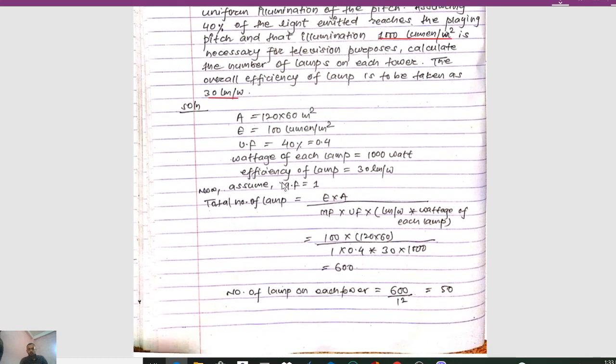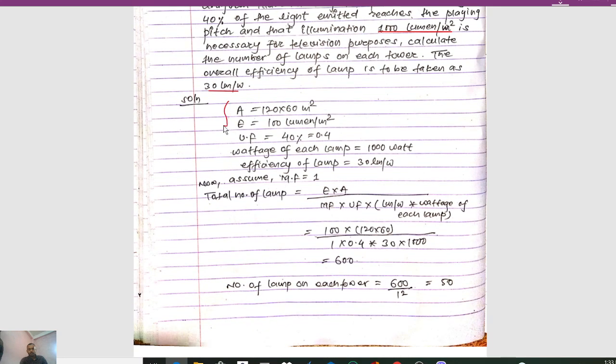So here we have the given parameters: A means area, E, similarly UF, the wattage of each lamp, and the efficiency of the lamp. The maintenance factor is missing, so we'll assume the maintenance factor as 1. The formula to calculate the number of lamps is E into A upon MF into UF into lumen per watt into wattage of each lamp. On substituting all the values, we'll get here 600 lamps. Since we have altogether 12 towers, 600 upon 12 gives 50, so the number of lamps on each tower will be 50.